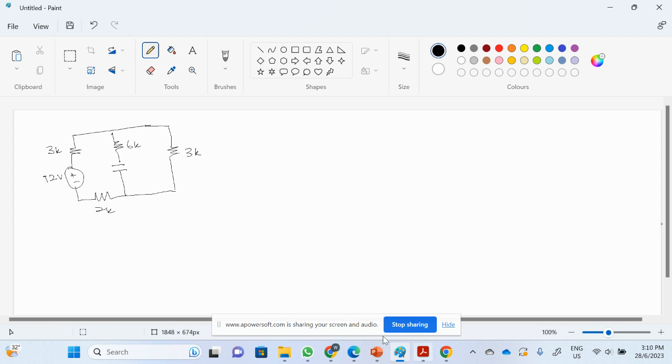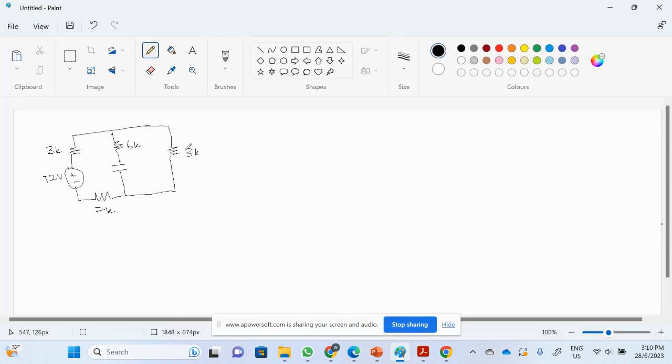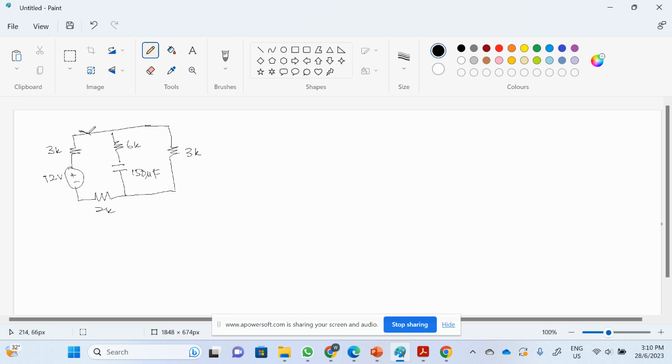2K, and then over here is 150 micro. Okay, so there is a switch over there, it opens at time zero. Switch is here, it opens at t equals 0. So for t less than 0, before it opens, it has already reached steady state.